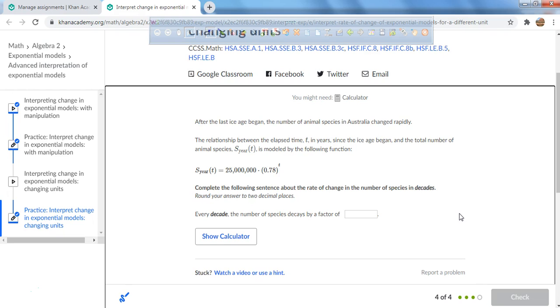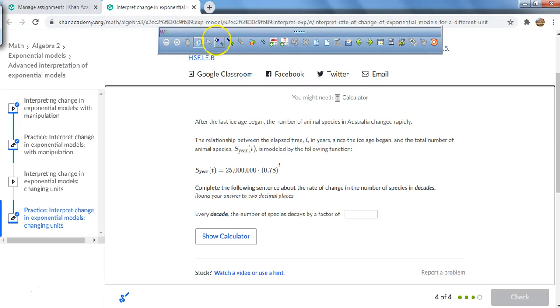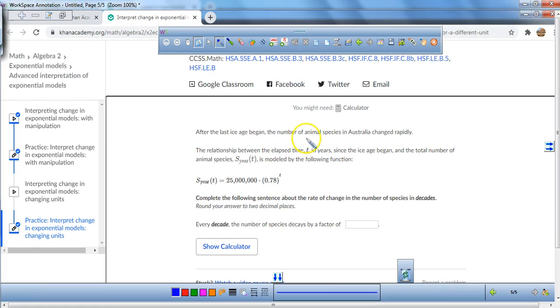It says after the last ice age began, the number of animal species in Australia changed rapidly. The relationship between the elapsed time t and years. So once again, I'm going to put t equals years. It's always a good reminder when I'm doing these problems: t is years. Since the ice age began, the total number of animal species, S of t, is modeled by the following function.